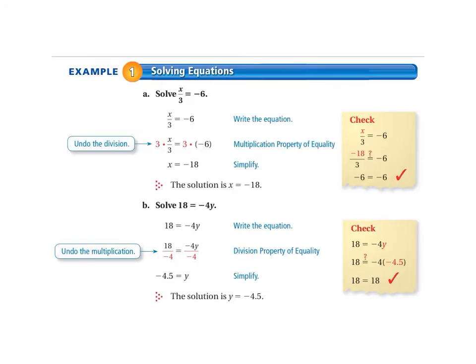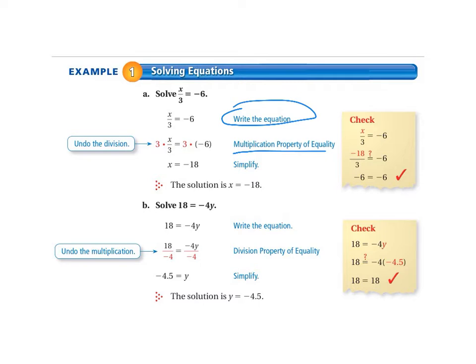Today we'll be starting with example 1, solving equations. Letter A, solve x divided by 3 equals negative 6. As always, our first step is to write the equation. So x divided by 3 equals negative 6, and we're going to undo the division. So we are going to use the multiplication property of equality and multiply both sides by 3.